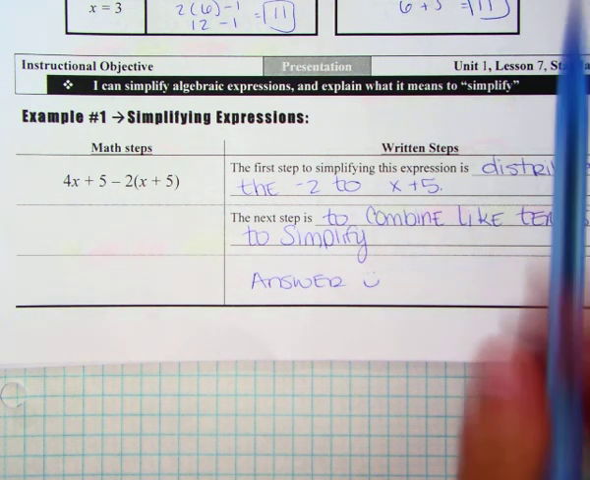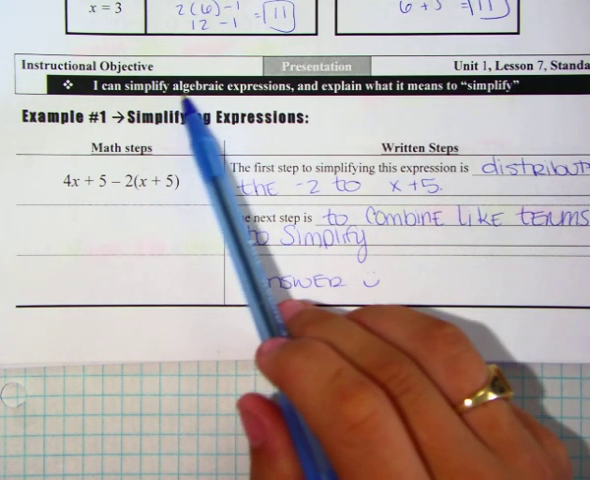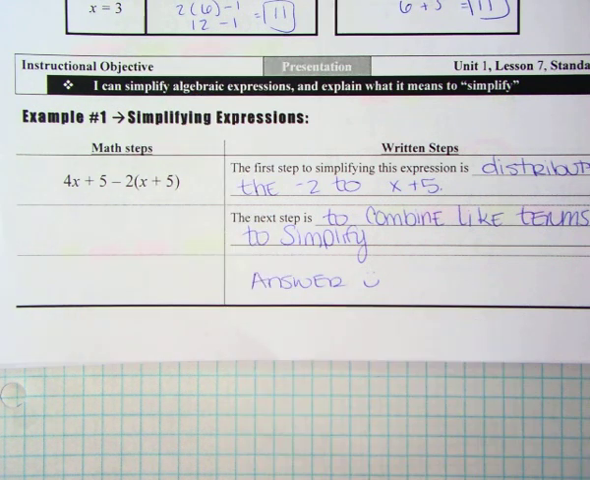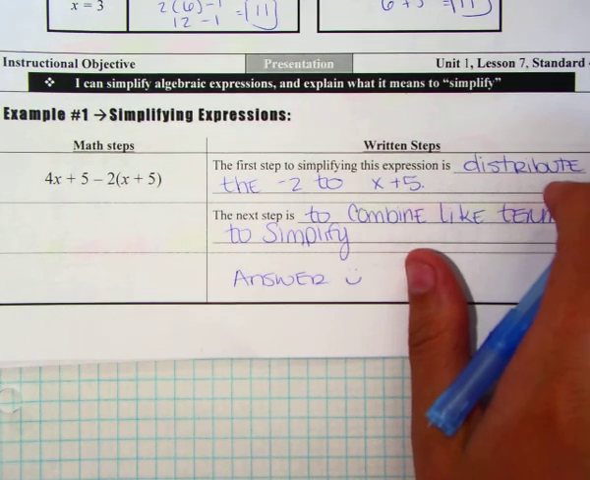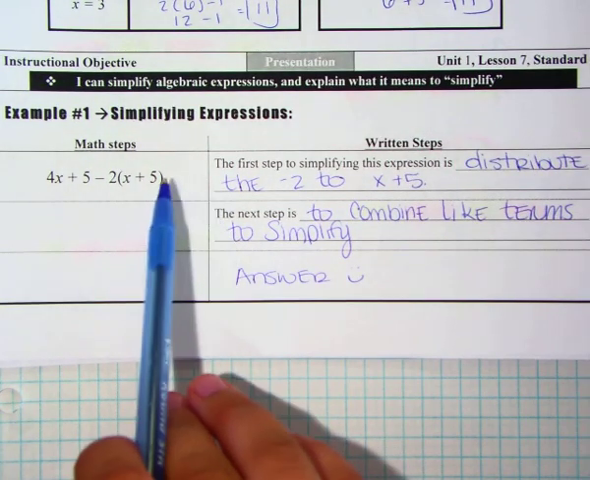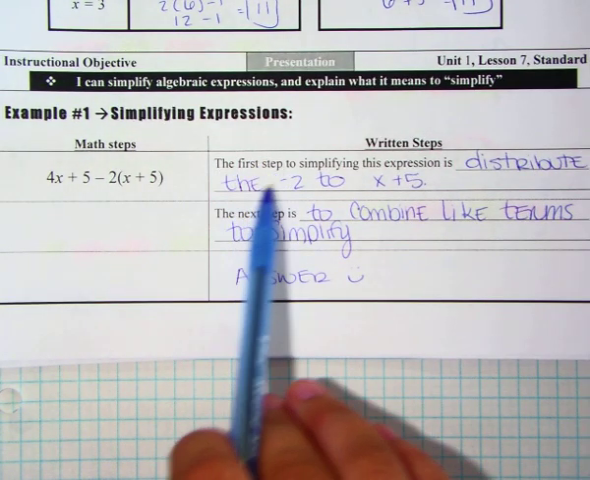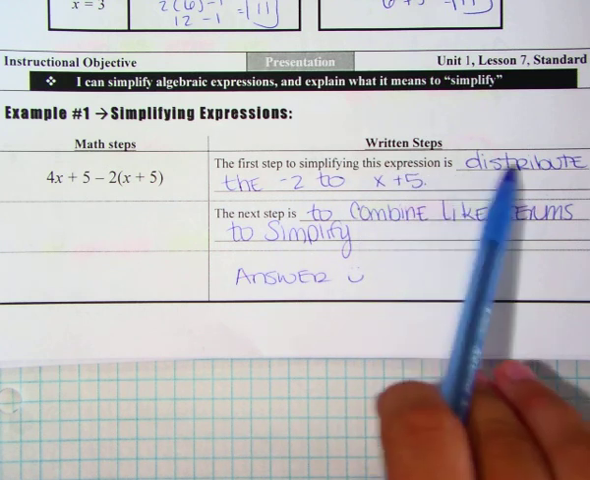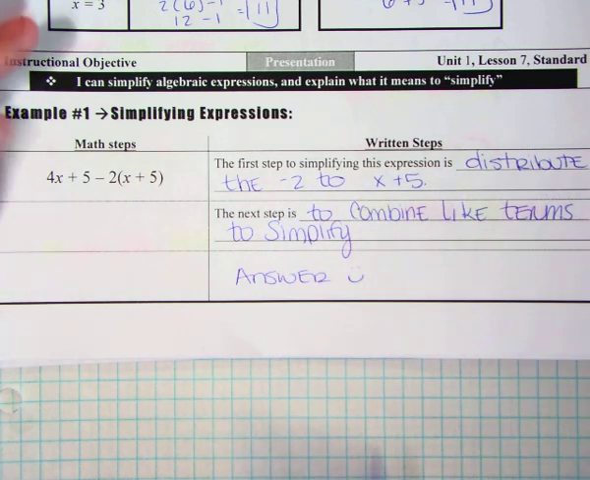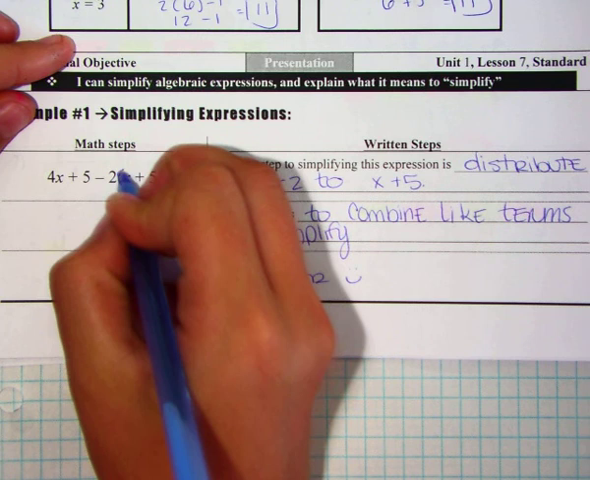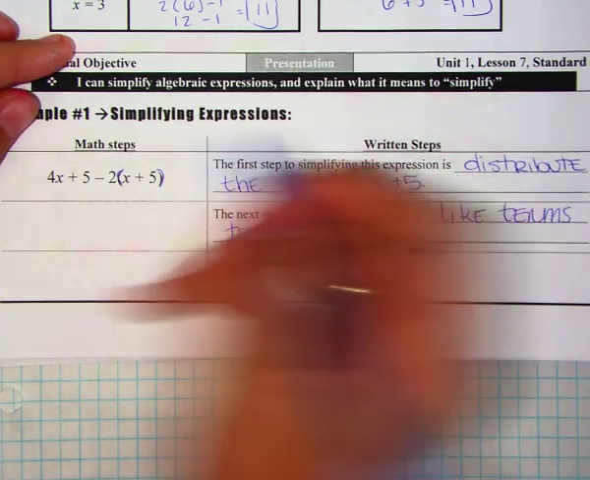All right, so this is lesson 1.7, which is simplifying algebraic expressions and explaining what it means to simplify. So we're going to go through example number 1, which is just simplifying this expression here. And the first step to simplifying is to distribute the negative 2 to the x plus 5, because we need to get rid of these parentheses before we can really move on.